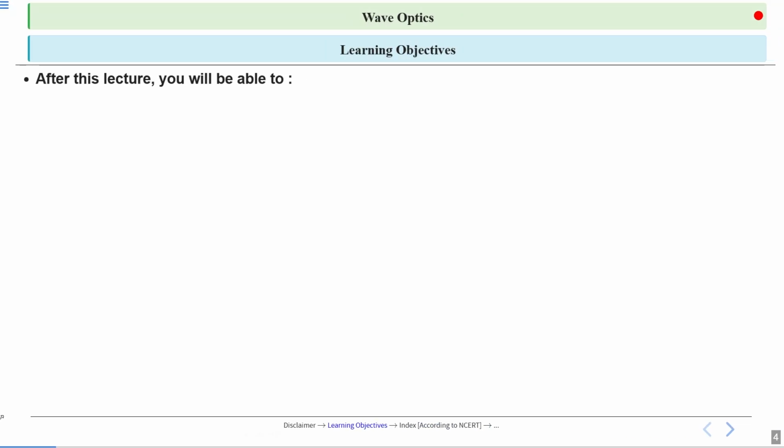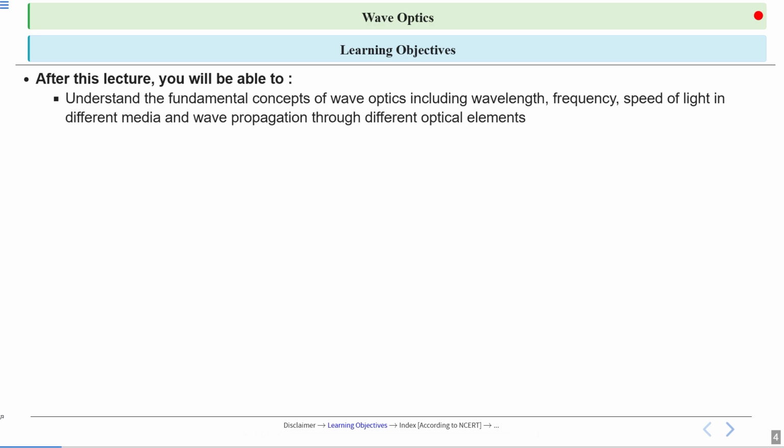By the end of this lecture, you will have a strong understanding of fundamental concepts such as wavelength, frequency and speed of light in various media, and we will solve some questions on how waves propagate through different optical elements. We will see how wavelength, frequency and the speed of light are interconnected. For example, the speed of light changes when it moves from air to water, affecting how we perceive objects underwater.